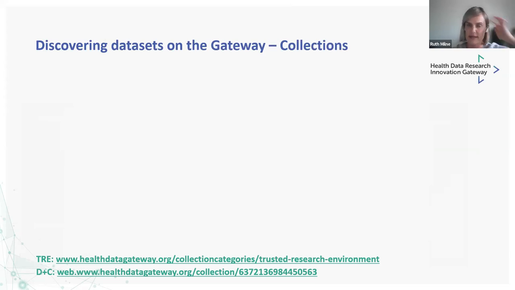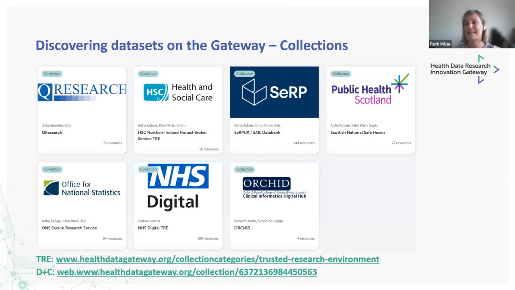The second, and I think somebody mentioned this one in one of the earlier slides, is through what we call collections. So a collection on the Gateway is basically a curated list of resources around a particular topic. And this can include data sets, but it's also other things like publications, again, tools, data users. So you can collate them all together and build a collective resource. My example here is a collection around trusted research environments, and clicking on one of those cards will show you the data sets and other assets that are listed under that TRE.